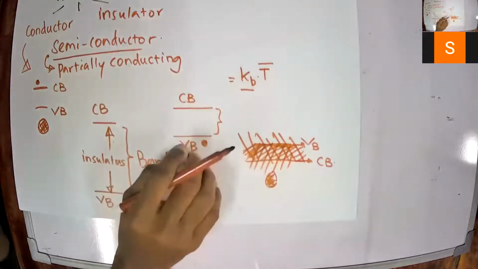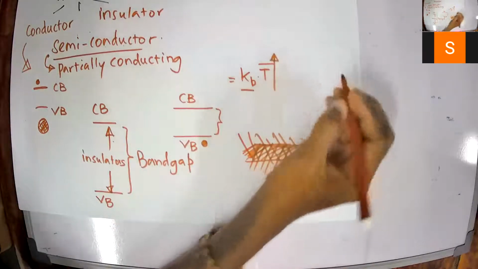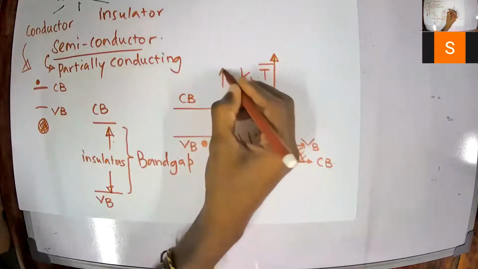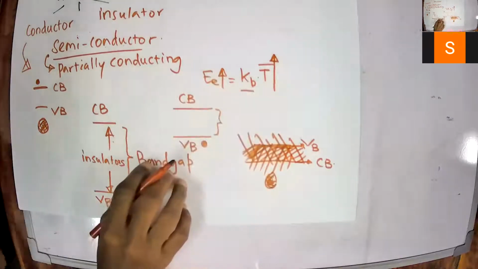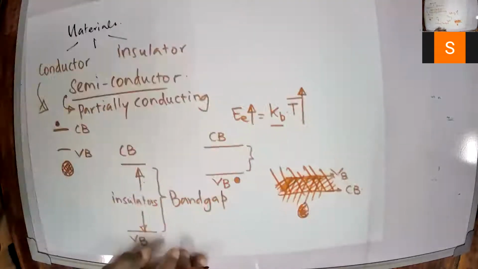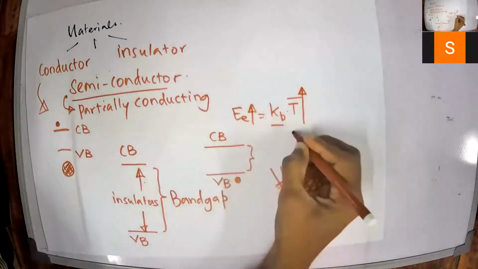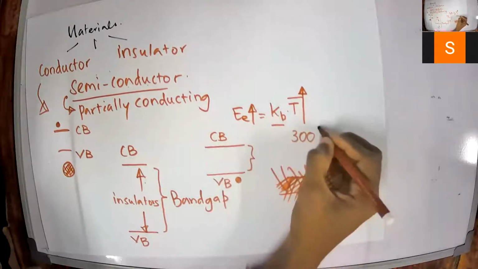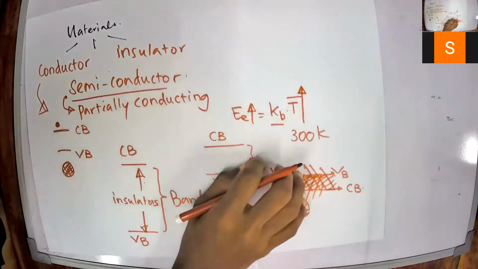Don't worry about this equation. What you need to know is, whenever you are increasing the temperature, the energy of the electron is also increasing. What is the room temperature in absolute temperature? It will be nearly about 300 Kelvin.